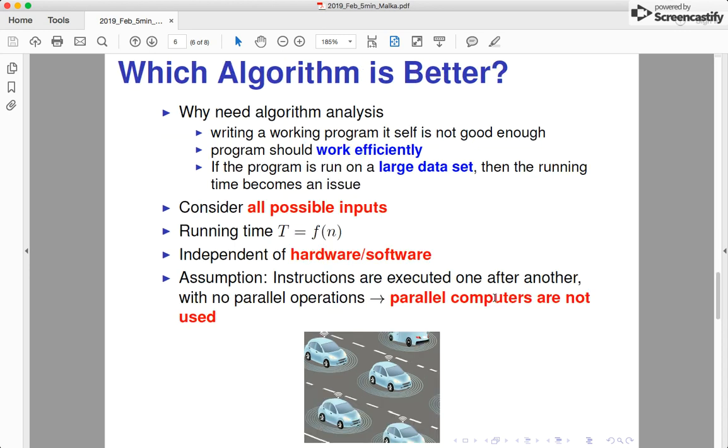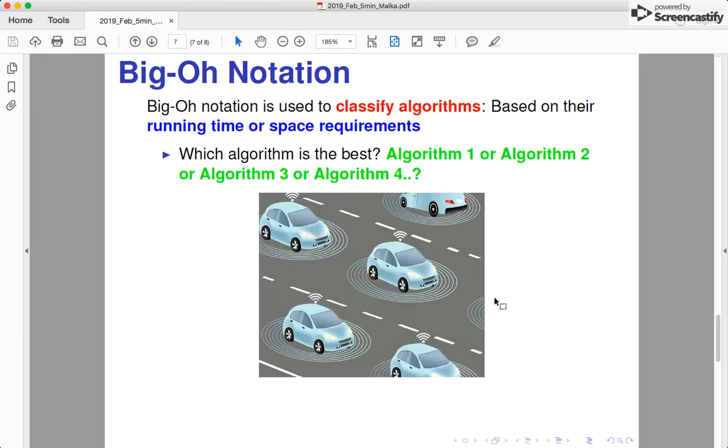I can clarify it. Before knowing which algorithm is the best, we need to know why we need algorithm analysis. Writing a working program itself is not good enough. Programs should work efficiently. If the program is running on a large data set, then the running time becomes an issue. So consider all possible inputs. Characterize running time as a function of input size. In order to compare algorithms, the same hardware and software environment should be used. Here we assume parallel computers are not used. In other words, instructions are executed sequentially.